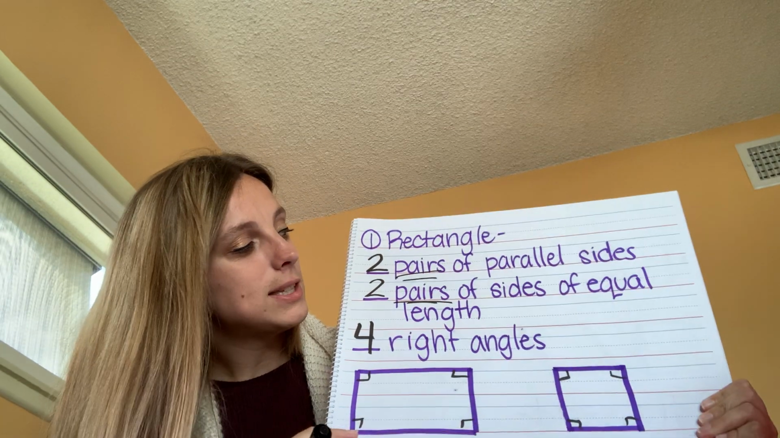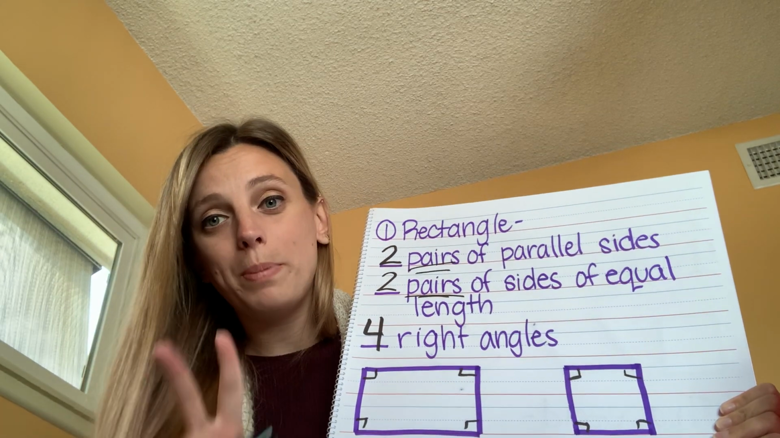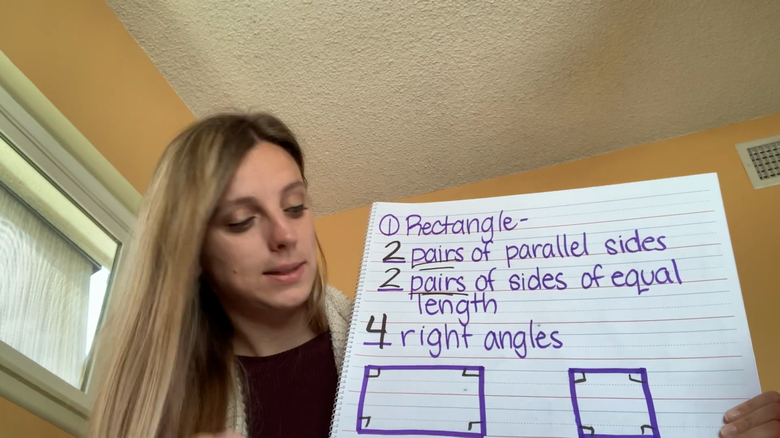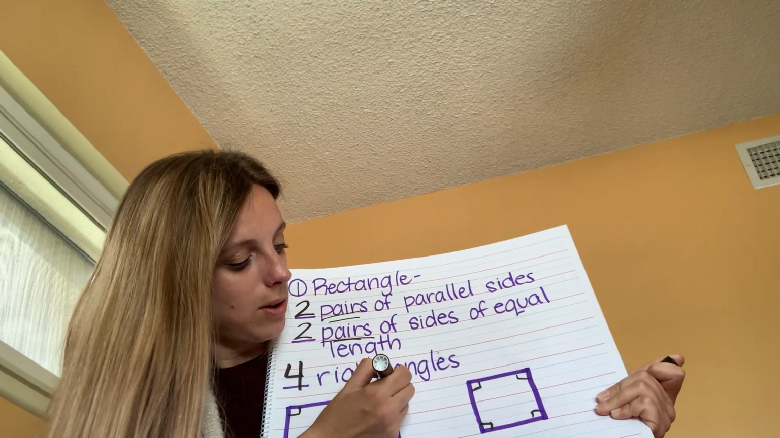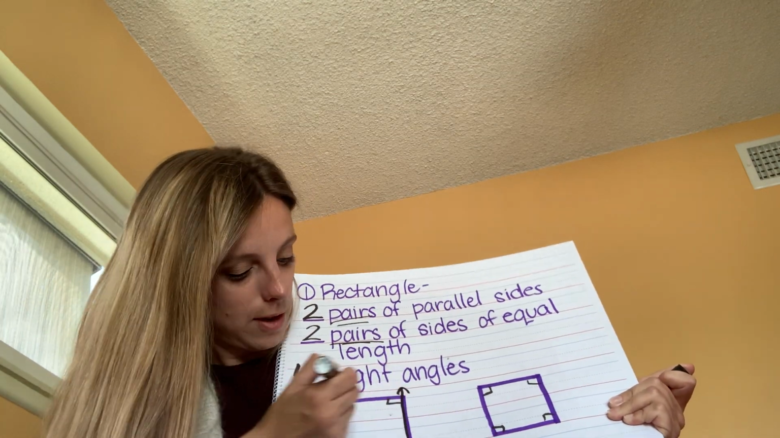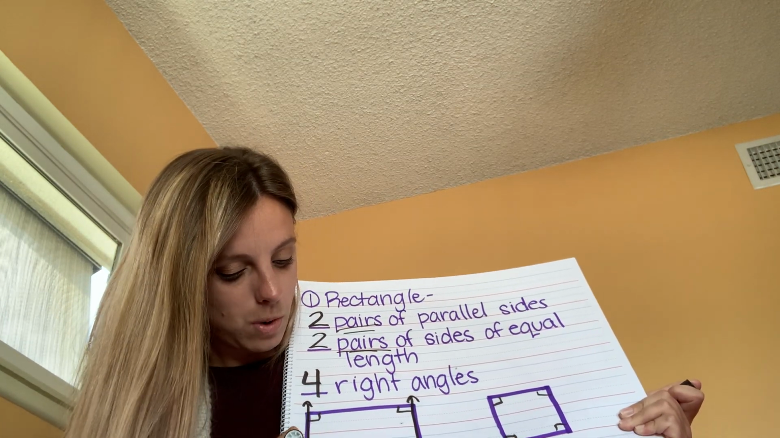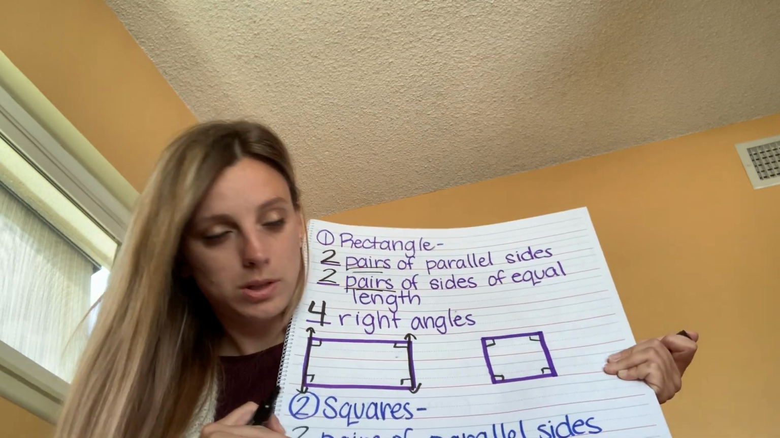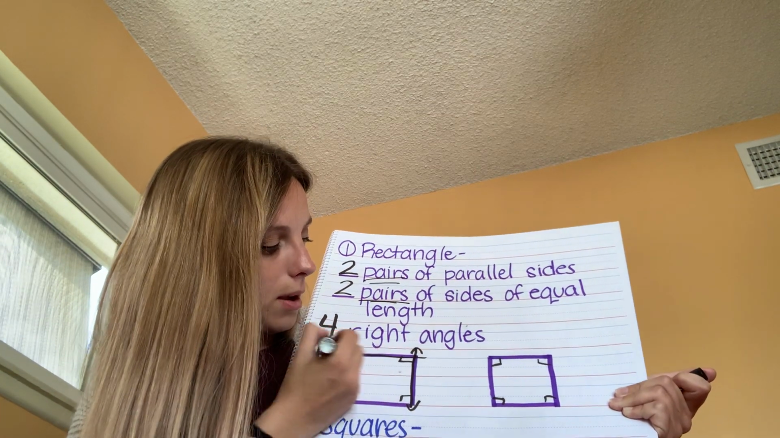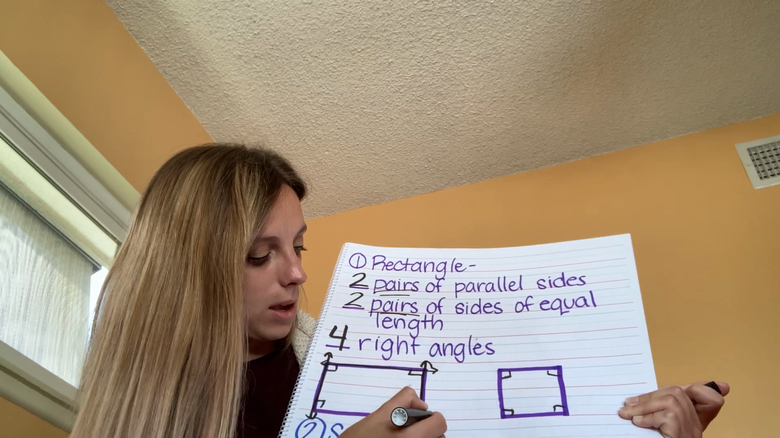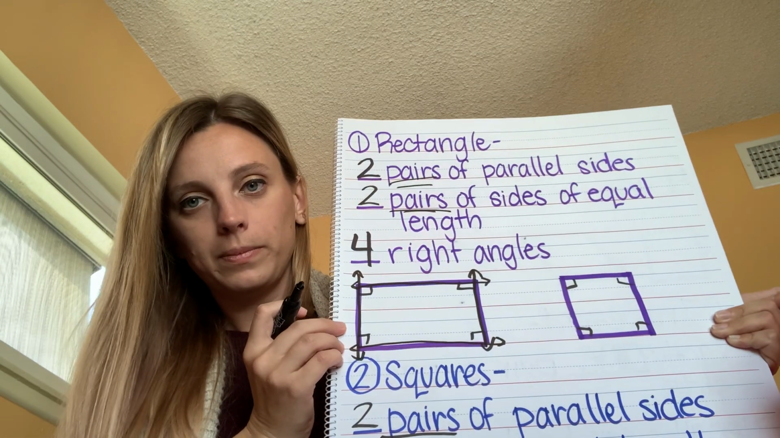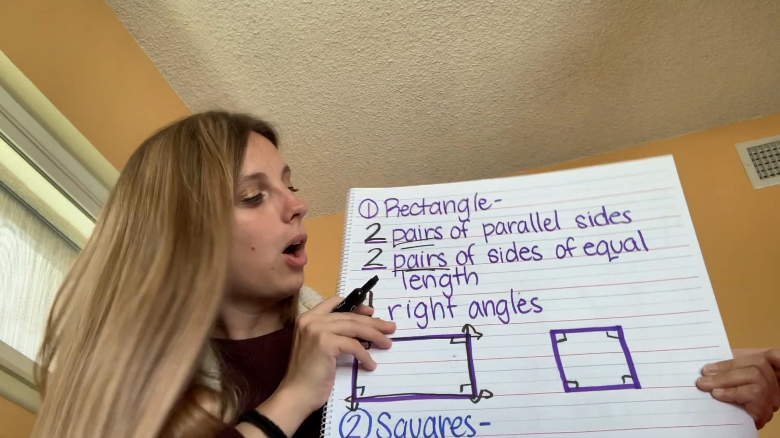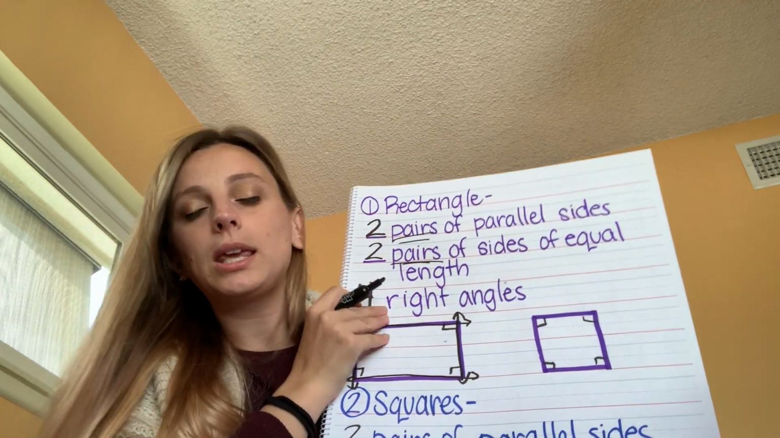And a rectangle is defined by having 2 pairs of parallel lines. So what that means is that if I examine the sides of my rectangle, I have one set here of parallel lines, or one pair, like a pair of shoes, and I have another pair of parallel lines running perpendicular to those. All right? They also have 2 pairs of sides that are equal.